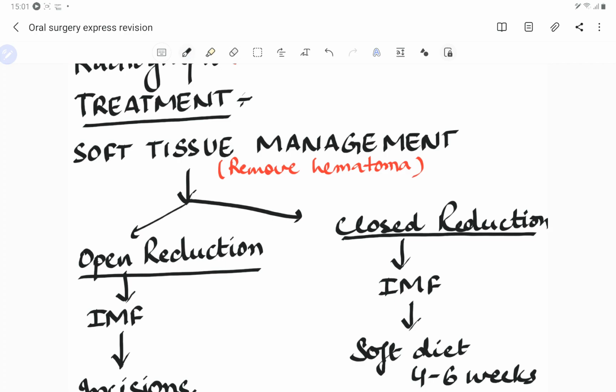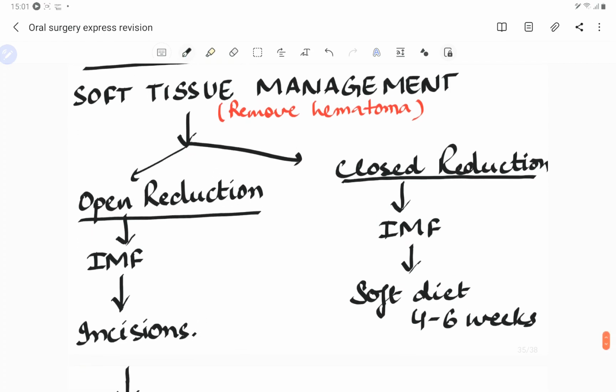So what we used to do, suppose this is the fracture line, these are the two bony fragments. In old times we used to drill one hole here, drill another hole here, pass the wire and tie this wire. But this is a non-rigid fixation. This is a method of open reduction, but it still requires the person to be on intermaxillary fixation for 4 to 6 weeks. That is why we do not use it anymore, because even after surgery, if the nutrition is compromised, then what is the use of going for the surgical procedure?